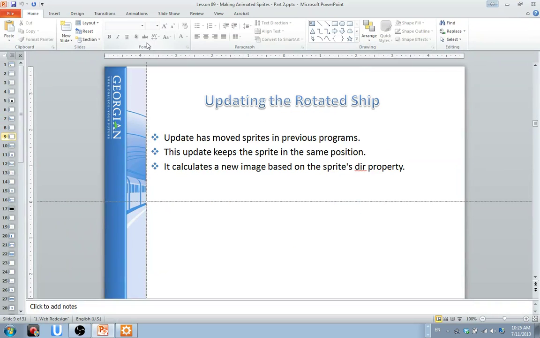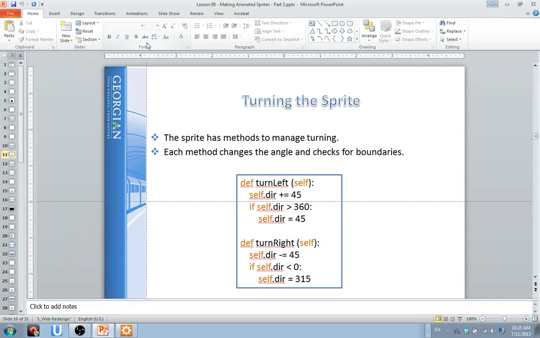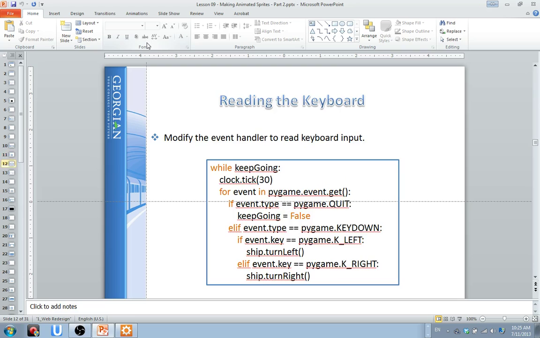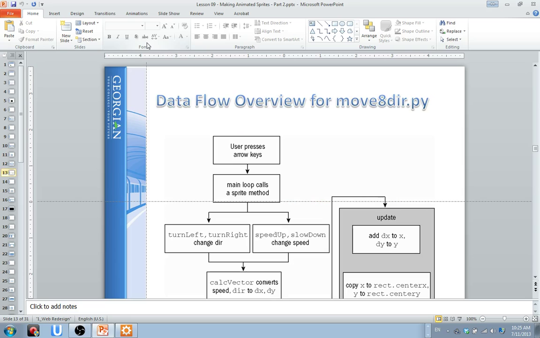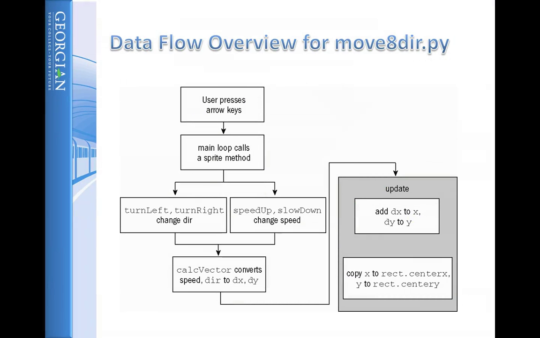And we talked about all this. Updated the rotating ship. We talked about updating the code and turning the sprite left and right, reading the keyboard. Again, we're reading the left and right keys on the keyboard. Here's a really cool diagram, and I want to go over this one a little bit because I think this is the kind of stuff that I want you to start thinking about.